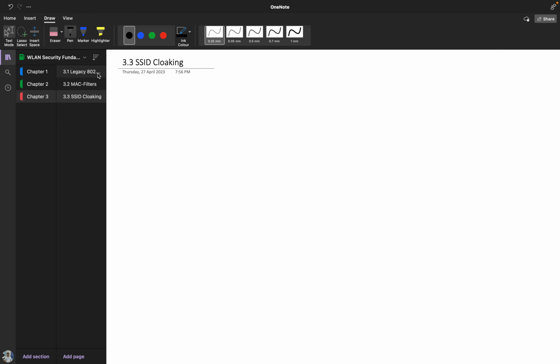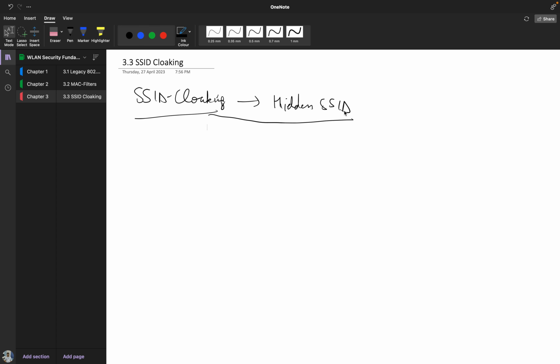Okay, so SSID cloaking, also known as hidden SSID. I'm sure you know that in a vendor specific scenario where you have an option to hide the SSID, what does it really do? The first thing it does is, from an AP when a beacon goes out, the SSID field is set to null. Okay, in the beacon, the SSID field is set to null when you hide an SSID.